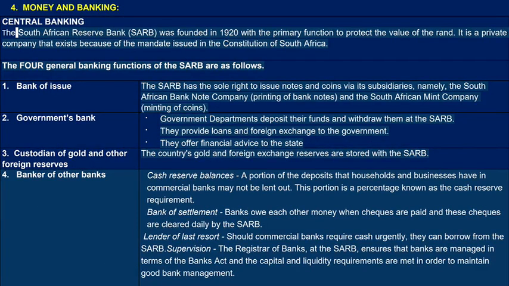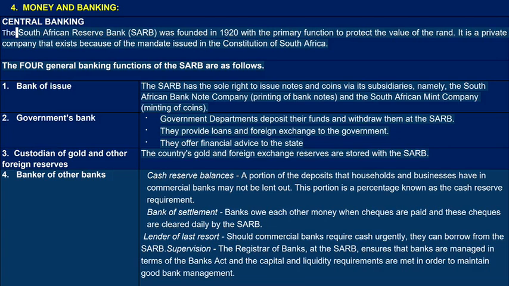Money and banking. So, the South African Reserve Bank, or SARB, was founded in 1920 with the primary function to protect the value of the rand. It is a private company that exists because of the mandate issued in the Constitution of South Africa. The four general banking functions of the South African Reserve Bank are as follows. Number 1, it is a bank of issue. Number 2, it's the government's bank. And number 3, it is the custodian of gold and other foreign reserves. And the fourth one, it is the banker of other banks.